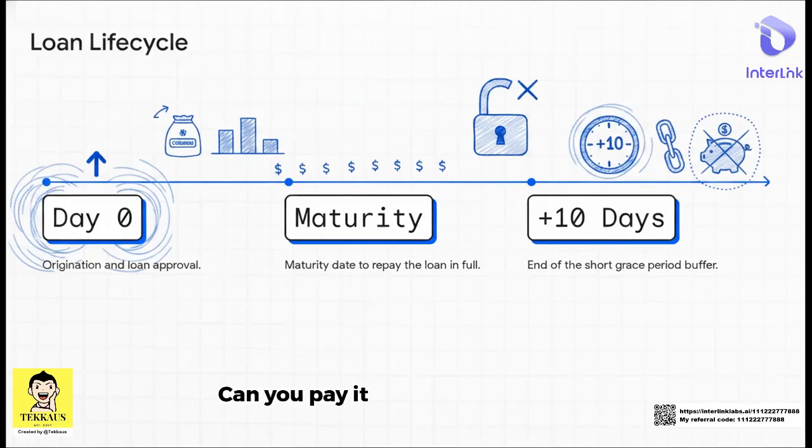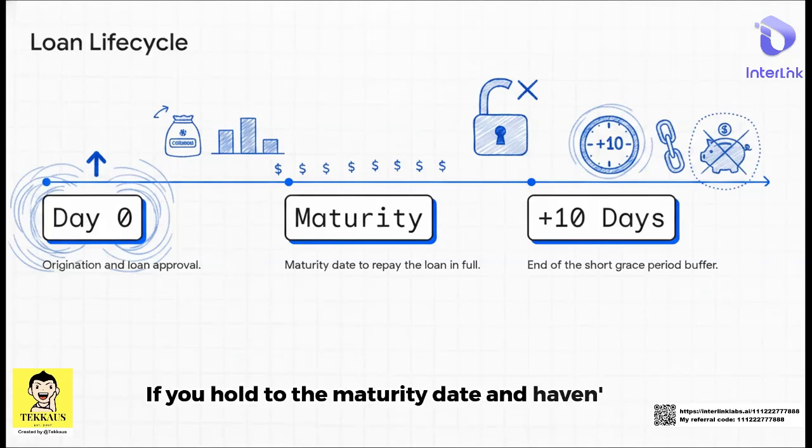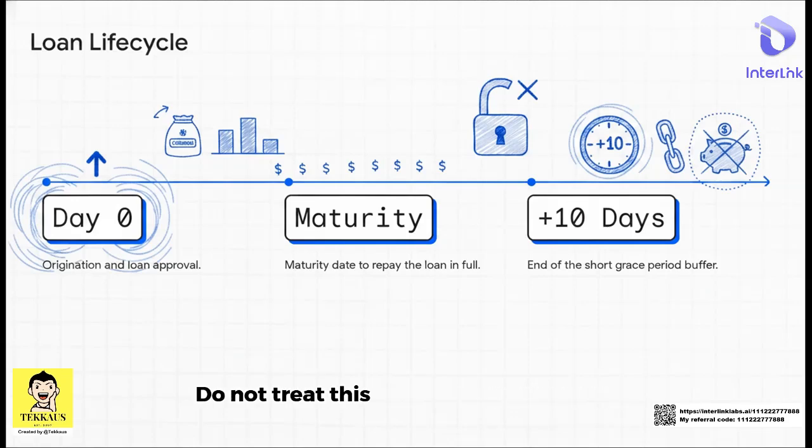Can you pay it off early? Absolutely. In fact, paying early deleverages your position and gets your ITL collateral back into your hands faster, which cuts down your market exposure. But early repayment does not prorate your fixed fee. Pay off a 30-day loan on day 15, you still pay that full 1.5% charge. If you hold to the maturity date and haven't fully repaid, you enter a strict 10-day grace period. Do not treat this like a casual extension. It's your final critical buffer to settle up before automated liquidation.